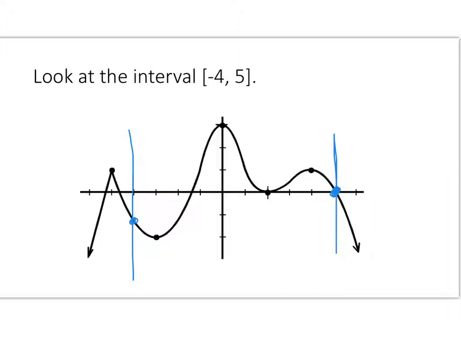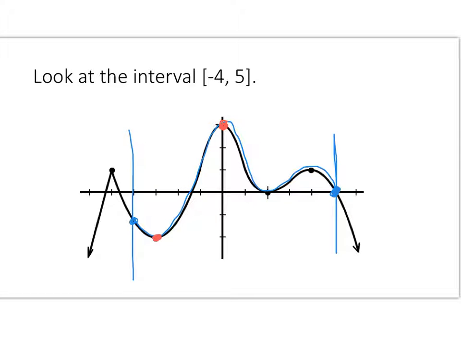And when I look at just this piece of the graph, I want to know, are there any maximums or minimums? Now, there are a couple of different ways that we're going to define these, and we're going to look at these more specifically. But a maximum is the highest point. So I have a max right here. And a minimum would be the lowest point. So I definitely have a minimum right here.